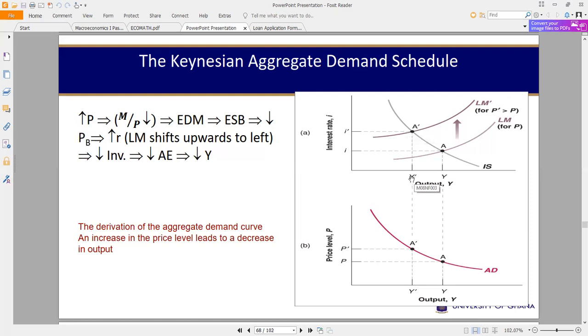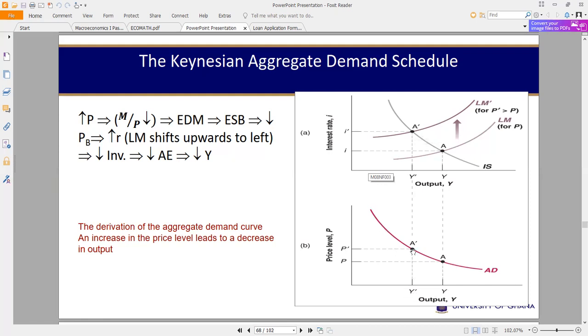Why is income falling? Income is falling because after the increase in interest rates, investment will fall. And investment is a component of aggregate expenditure. So when aggregate expenditure falls, then income will also fall. So when we increase price, what has happened to income? Income has fallen from Y to Y prime. So when P increased from P to P prime, Y decreased from Y to Y prime.